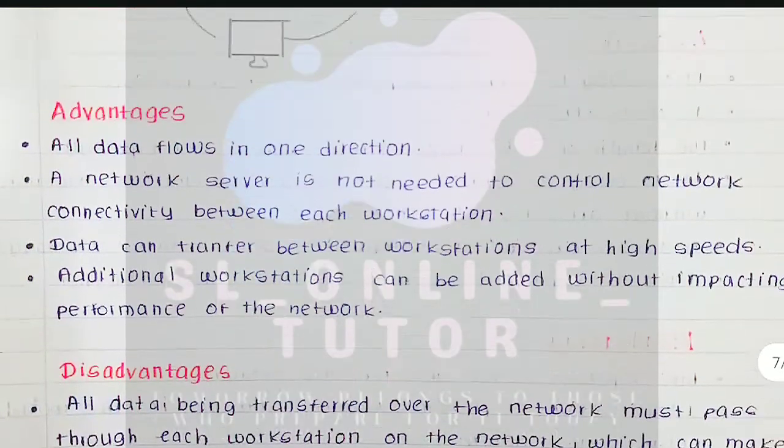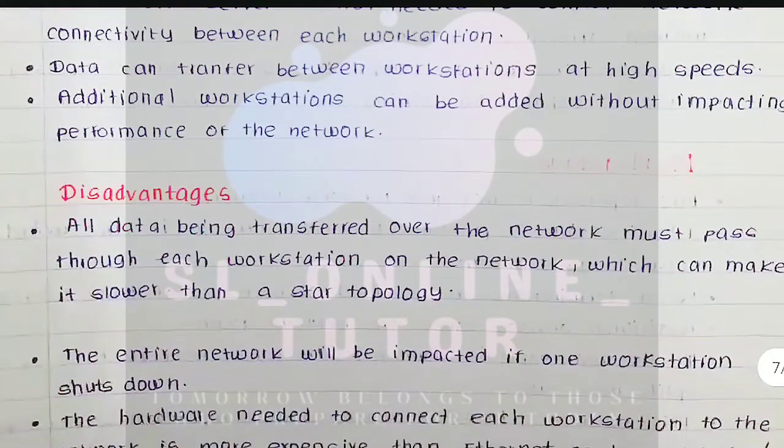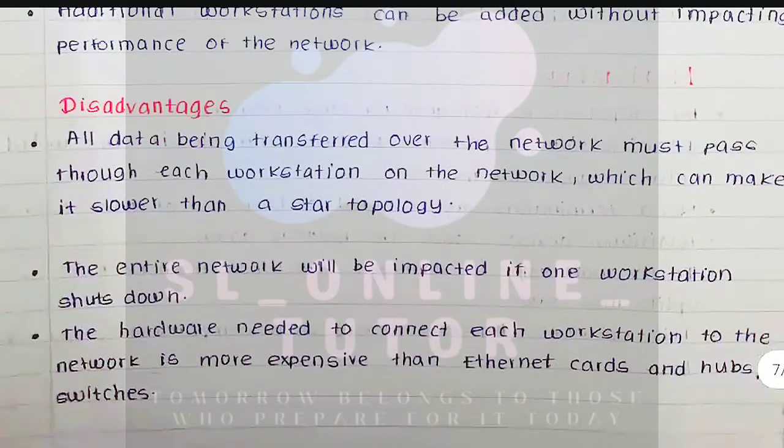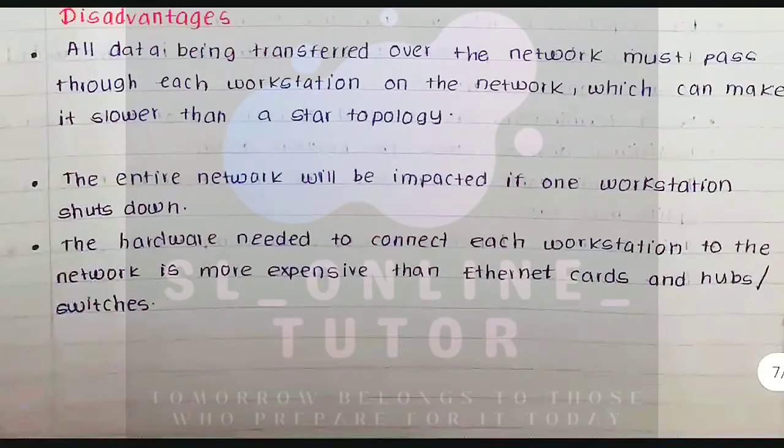Disadvantages of the ring topology. All data being transferred over the network must pass through each workstation on the network, which can make it slower than a star topology. The entire network will be impacted if one workstation shuts down. The hardware needed to connect each workstation to the network is more expensive than Ethernet cards and hub switches.